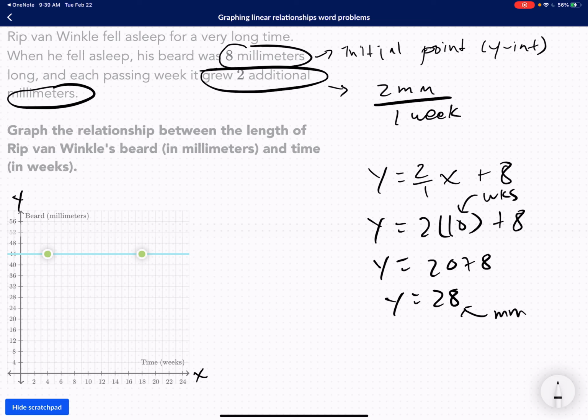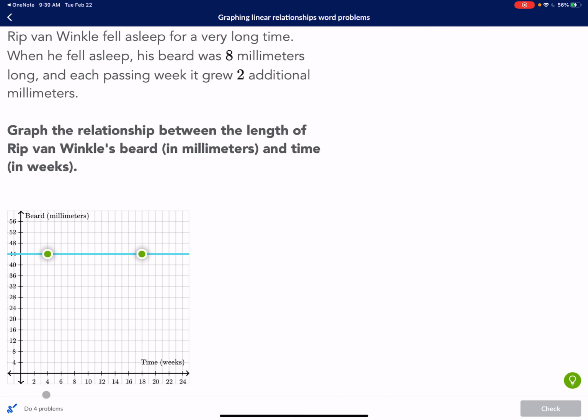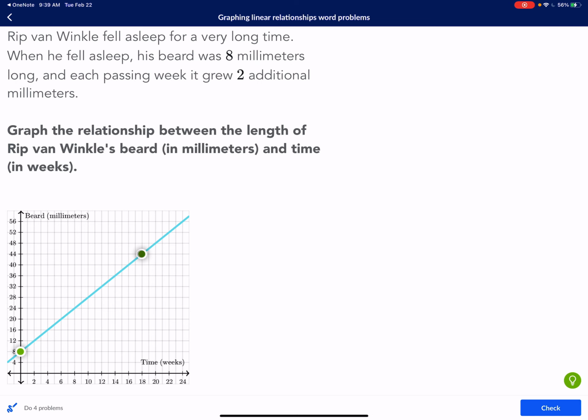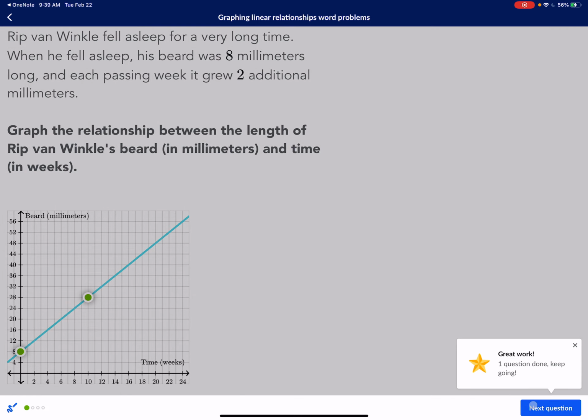Okay, so that's how long the beard is now. It started at 8 millimeters, and then at 10 weeks, it was 28 millimeters. And then we check it. And voila, that's how it is.